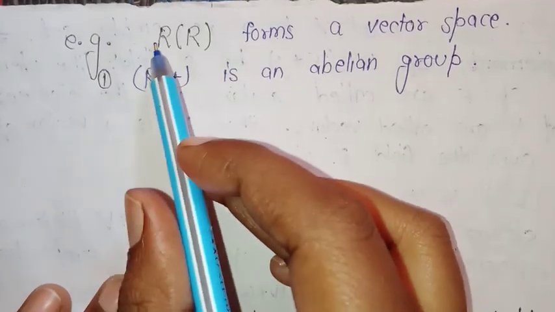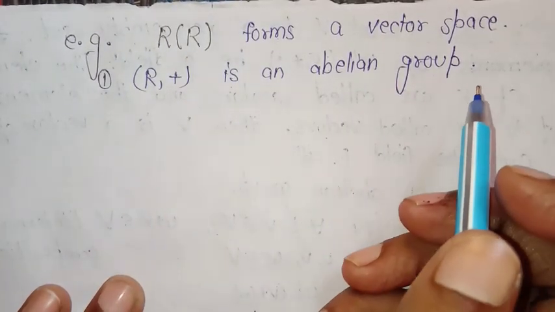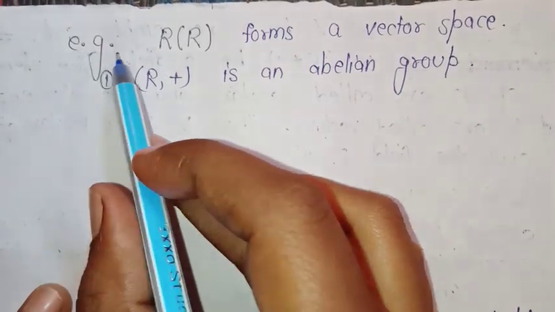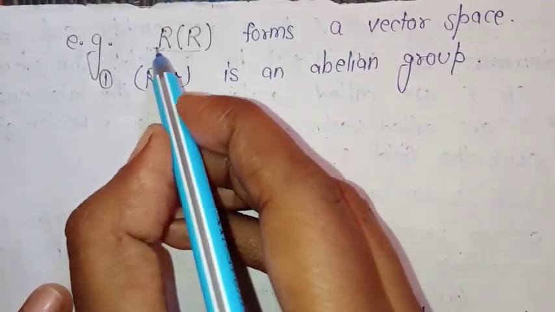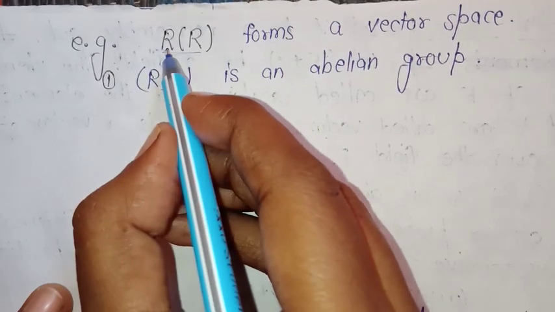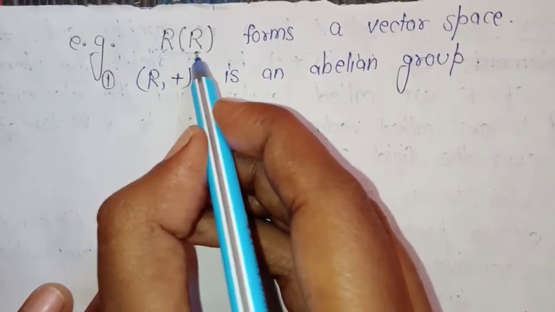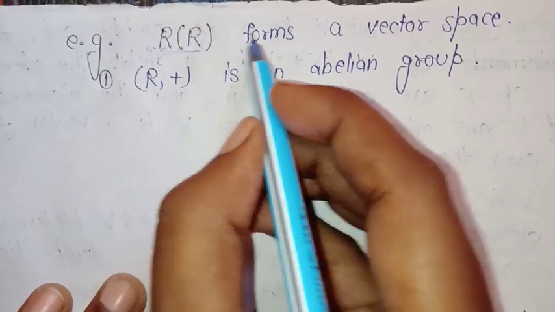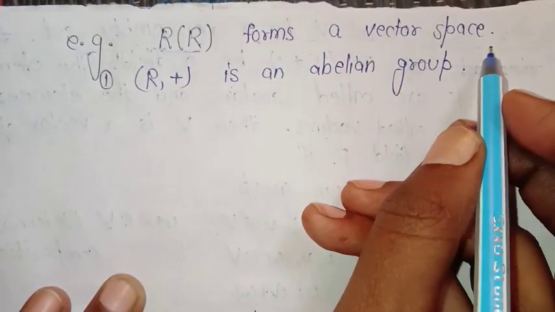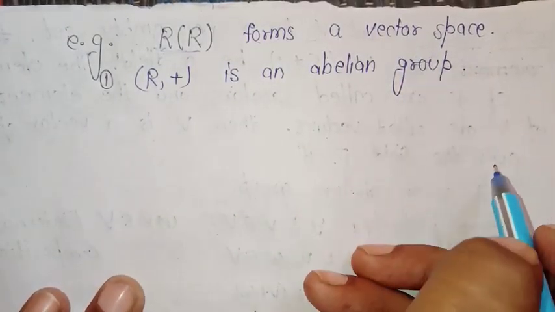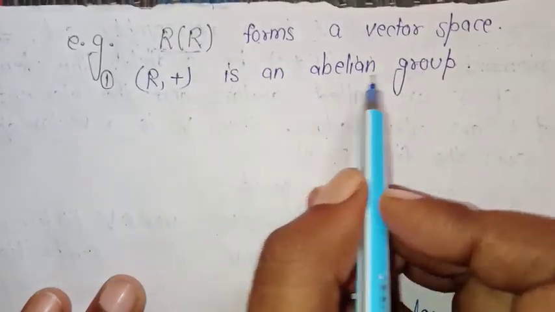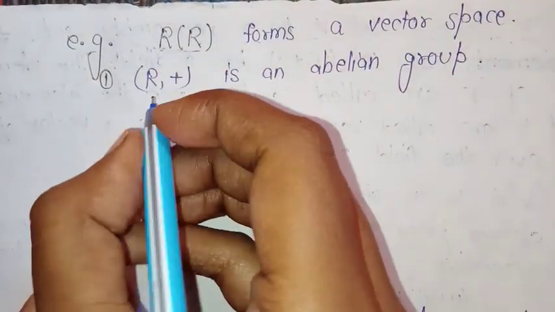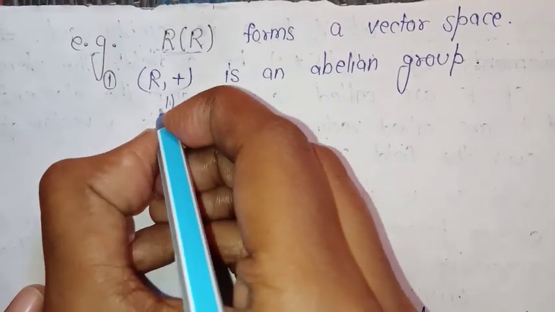So I hope the definition of vector space is clear, and now I am going to discuss the example R over R. This R is a non-empty set, and I am defining it over the field R. It forms a vector space. So we have to check all the properties of vector space. In that series, the first property is whether R plus is an abelian group or not. Firstly, we will discuss the first property, that is closure.